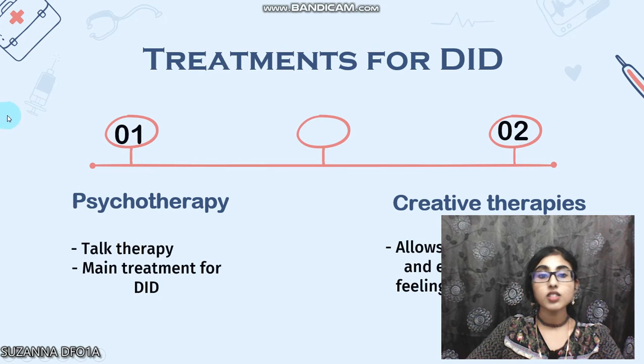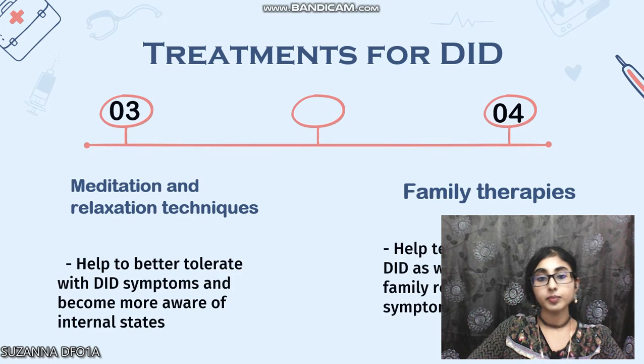Okay, now, first treatment for DID is psychotherapy. Psychotherapy, also known as talk therapy, is the main treatment for DID. The second one is creative therapy. Example of creative therapy is music therapy. This therapy allows the patient to explore and express their thought, feeling, and experience in a safe and creative environment.